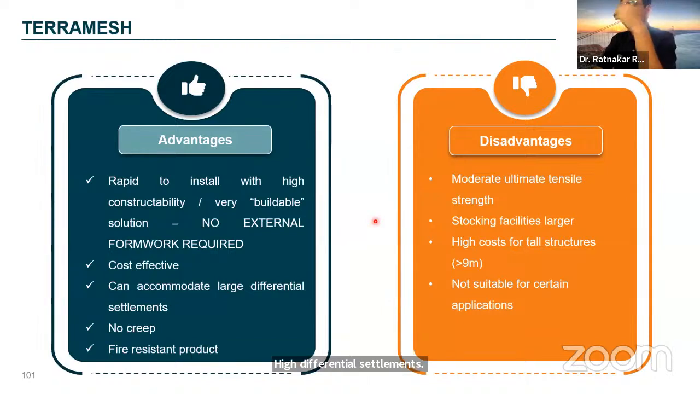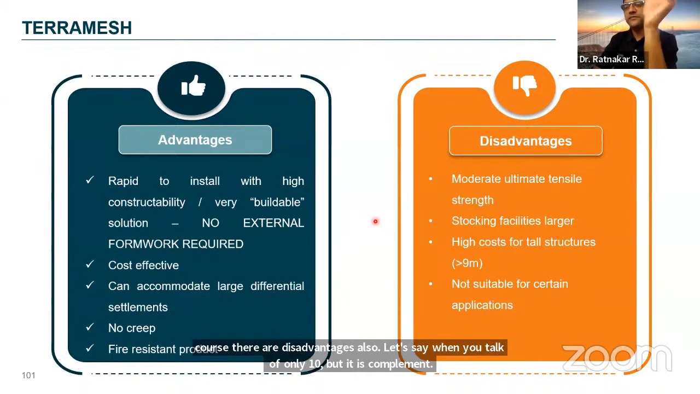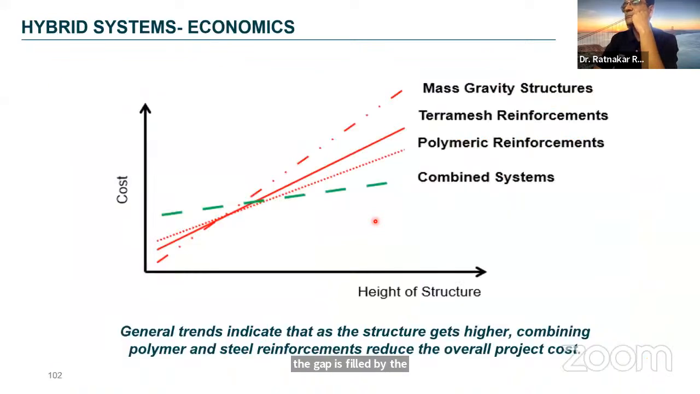Of course, there are disadvantages also. Let's say when you talk of only steel mesh, it has moderate strength, but it is complemented. Let's say the gap is filled by the high strength synthetic materials. So this is a simple cost comparison that is being put. If you are using a mass gravity wall up to 3-4 meters, it is economical, but beyond that it becomes very expensive. If you use Gabion fascia reinforcement, it can be economical up to certain height. If you use only polymeric reinforcement, this is the line. But if you combine this steel mesh and polymeric, they are very, very cost effective.